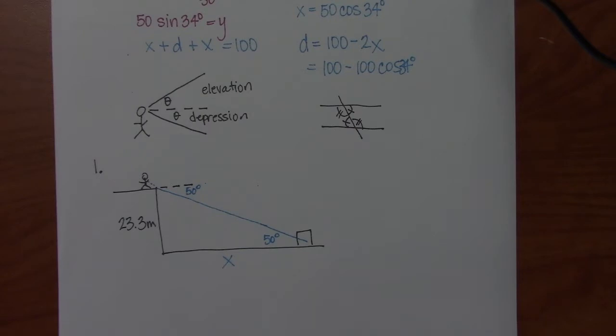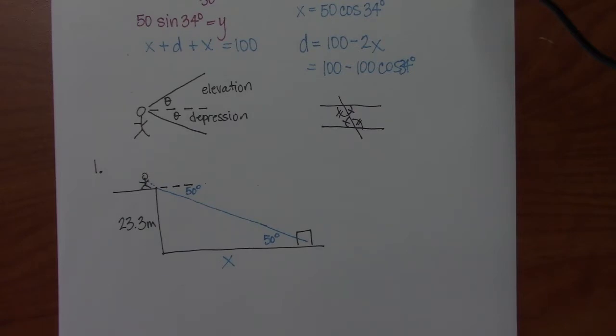Now the reason this is kind of important, what we're saying here is a person on top of the building had to look down 50 degrees to see the object on the ground. However, if I move the box to the top of the building and I put the guy where the box is, his angle of elevation to look at that object is 50 degrees because we drew a straight line. So if you change the perspective, the angle of depression becomes the angle of elevation and vice versa.